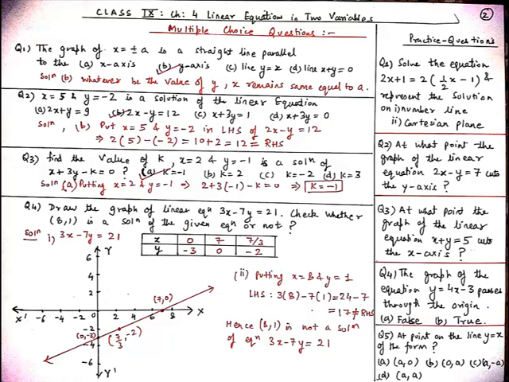So our first question for today is: the graph of x equal to plus minus a is a straight line parallel to A, x-axis; B, y-axis; C, line y is equal to x; and D, line x plus y equal to 0. Students, we know that for x equal to plus minus a, the value of x remains fixed for different values of y, and as per its graphical representation, a straight line is formed which is parallel to the y-axis. So option B is correct.